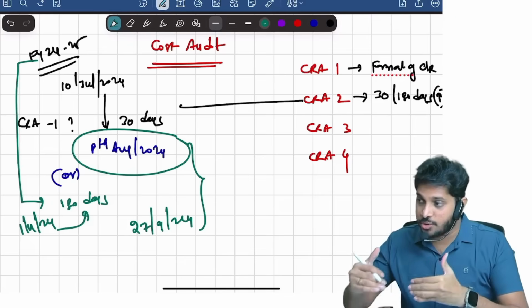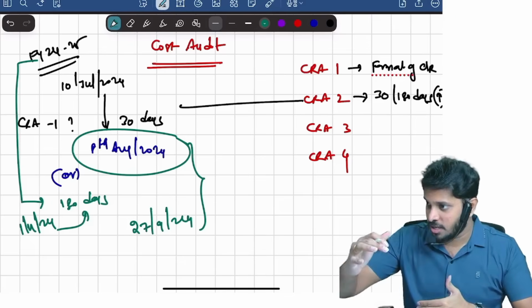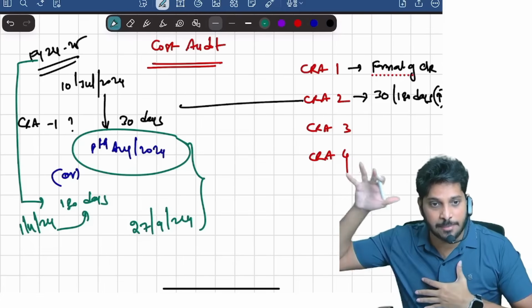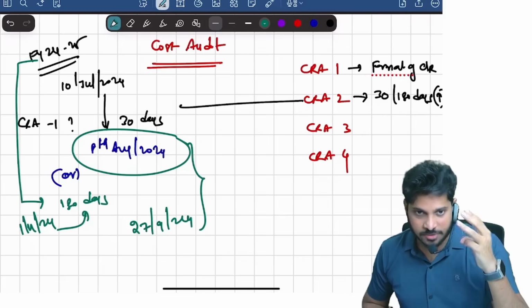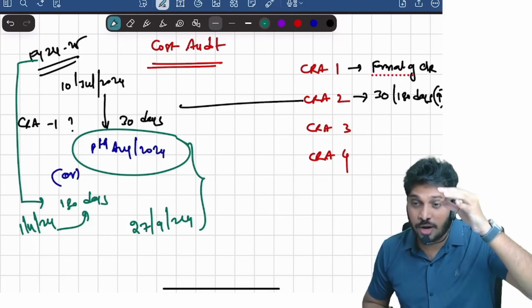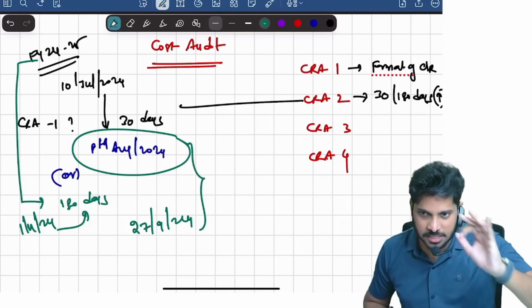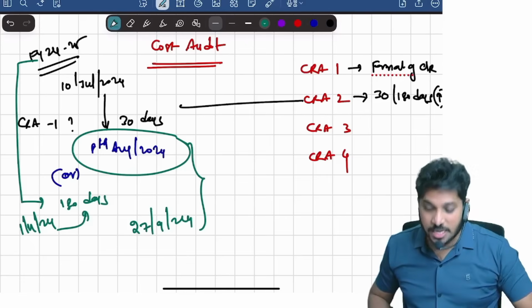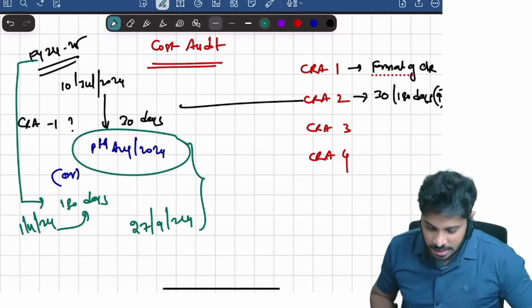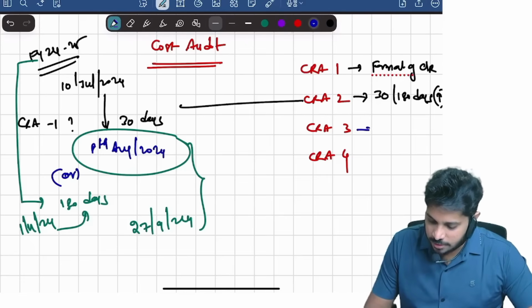So what is the time limit for filing the CRA2 form? The CRA2 form is filed to intimate the central government that our company appointed a cost auditor: 30 days from the date of appointment, or 180 days from the commencement of the financial year, whichever is earlier. Able to recollect? Yes or no? That's the CRA2 form. Correct?